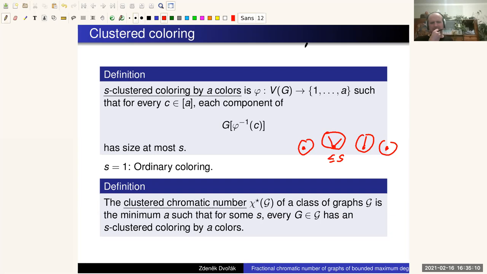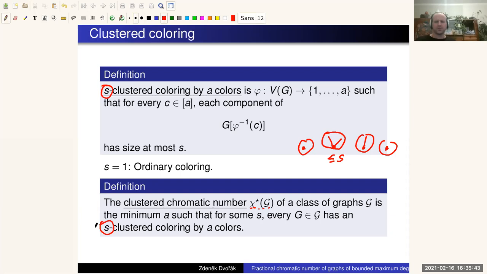So the clustered chromatic number for a class of graphs will be the minimum number A such that for some size S, for every graph from this class, it has an S-clustered coloring using A colors. This S can be huge, but it is fixed for this class of graphs.